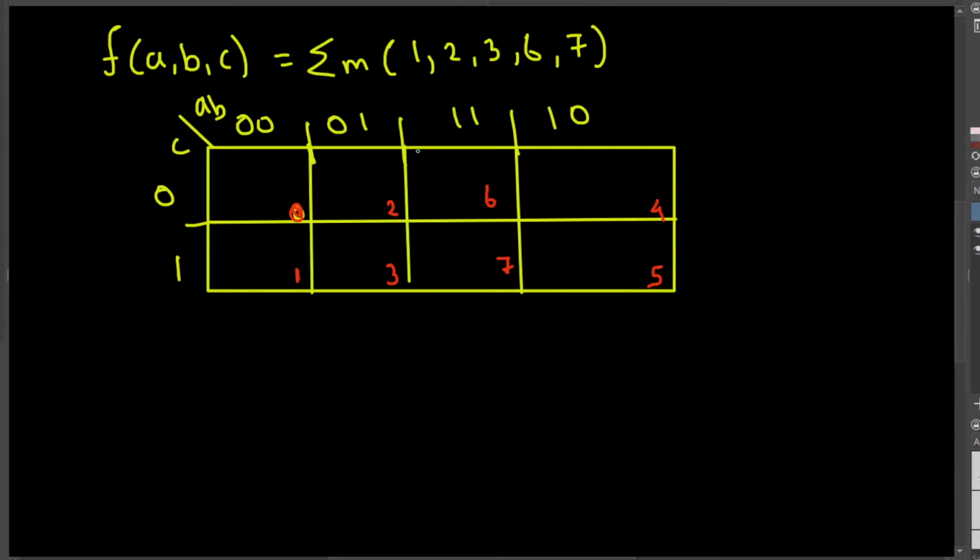Okay, so we have this one. Now let's look at the given information. Here we have 1, 2, 3, 6, 7. So I'm going to put a 1 at location 1 right here, and then a 1 at location 2, a 1 at location 3, a 1 at location 6, and a 1 at location 7, and others are going to be 0.